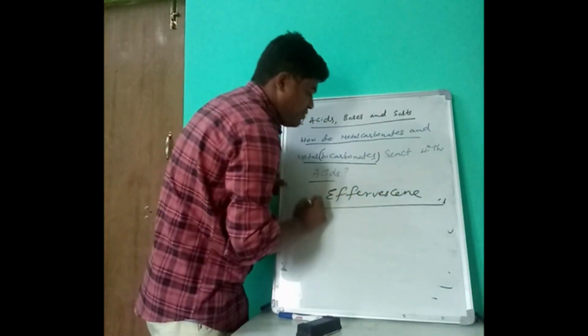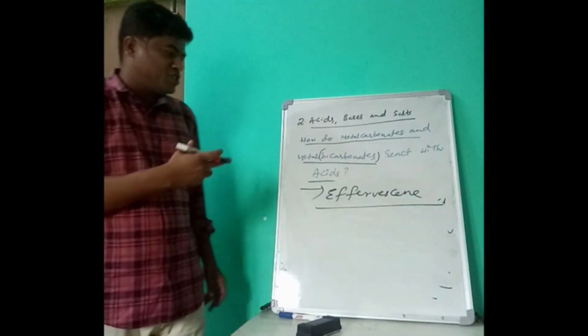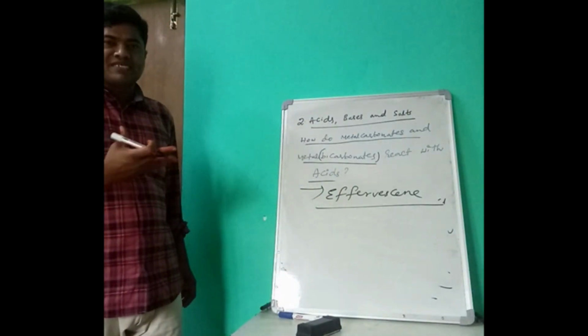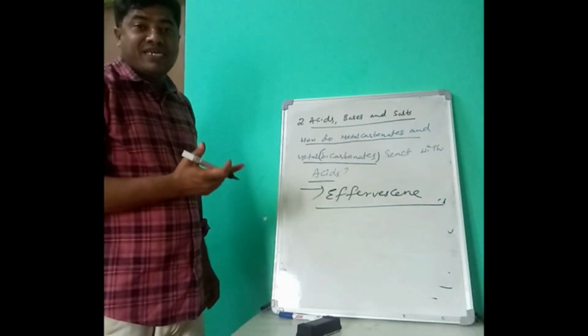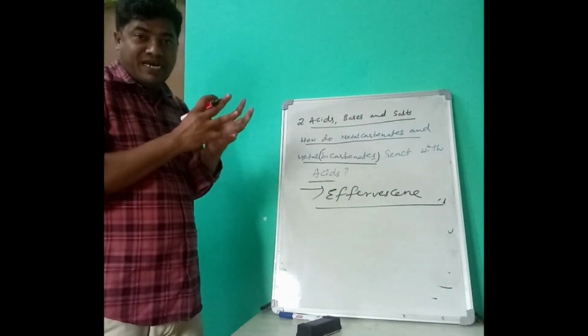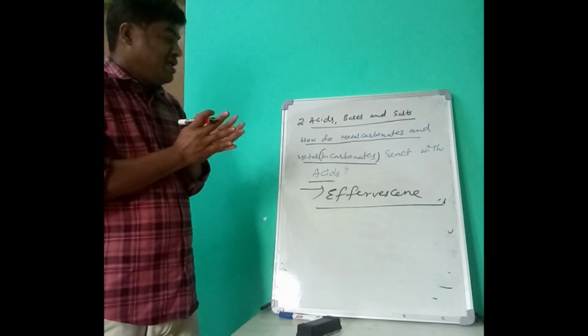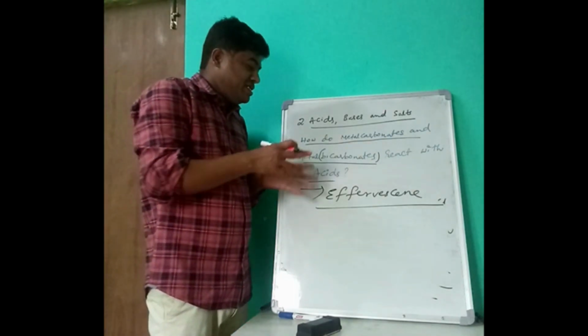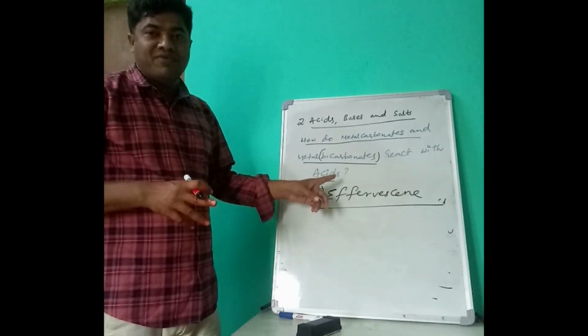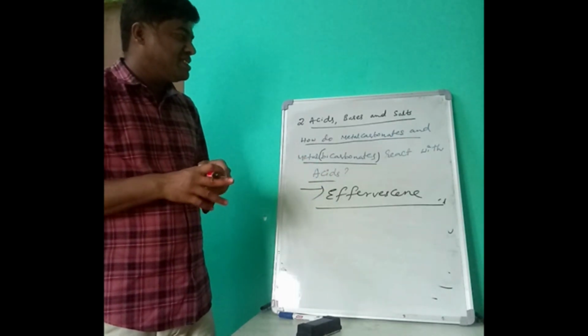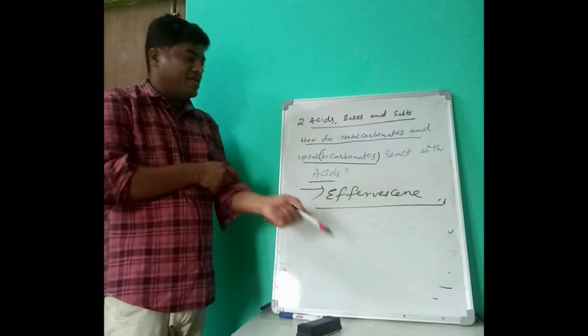Generally, you can experience this when we open a Thums Up or Sprite bottle, carbon dioxide gas coming out. It is evolved with effervescence. Carbon dioxide gas is an acidic gas because carbon is a non-metal, and it is a bad supporter of combustion. It never supports burning. As it is an acidic gas, it turns blue litmus to red.